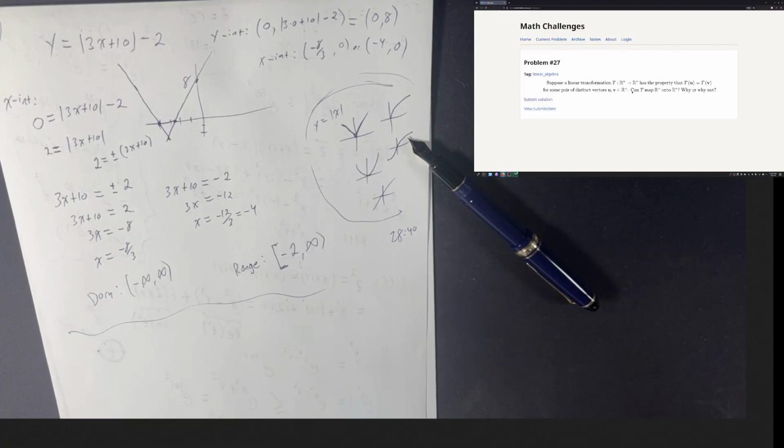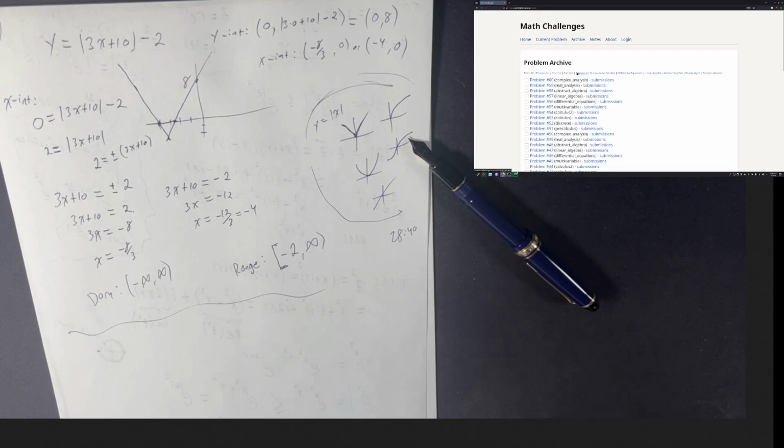Yeah, this is more sort of proof-based. Suppose you have a transformation that has this property. Is it an onto map? Why or why not? That's kind of proof light. Yeah, sometimes there are proofs on the website.